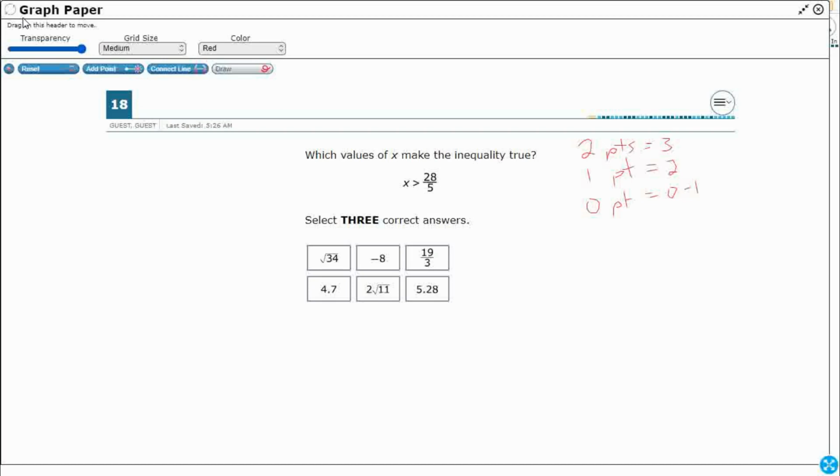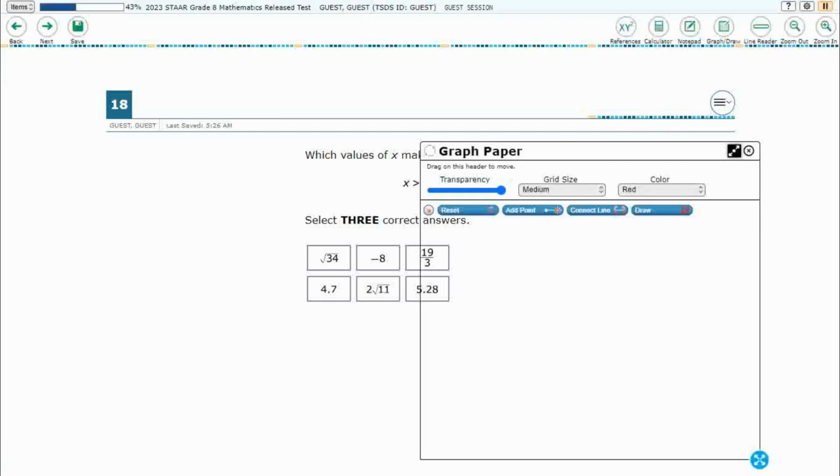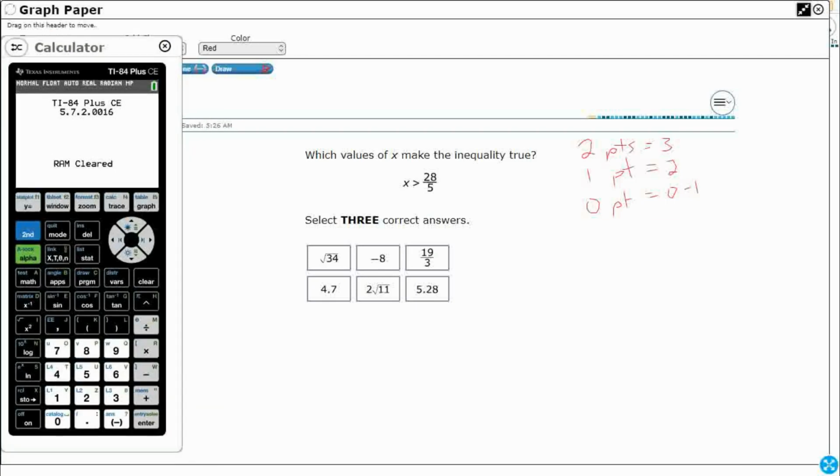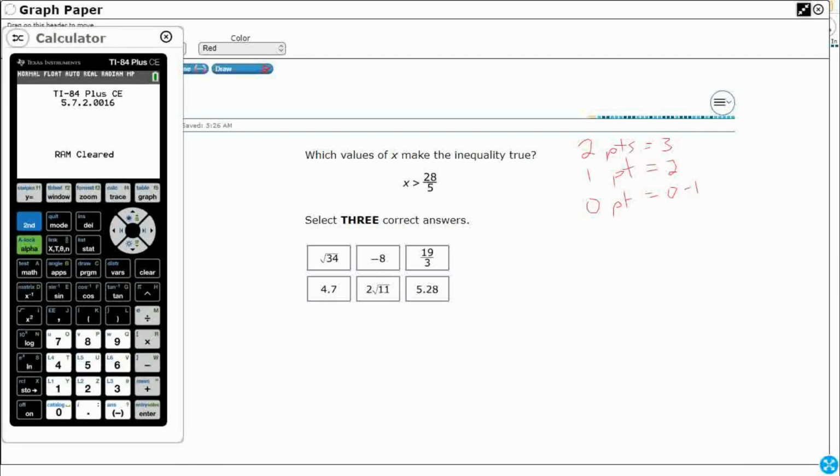We simply need to find something that is greater than, right? X is greater than 28 over 5. So you know what I'm going to need? I'm going to need my calculator quite a bit. So let's move that right there. I want to visualize it like this. I'm going to make a number line here. And I'm going to assume that these answers are going to be kind of similar to 28 over 5.